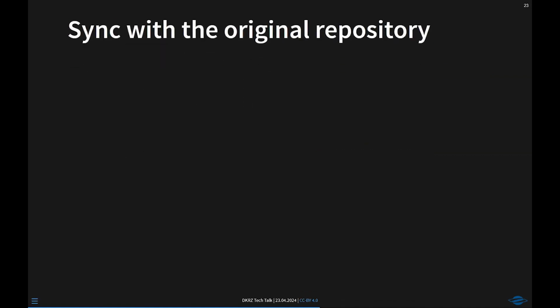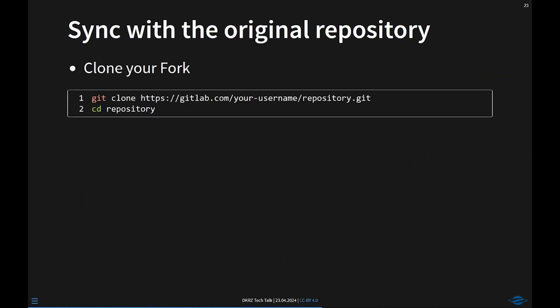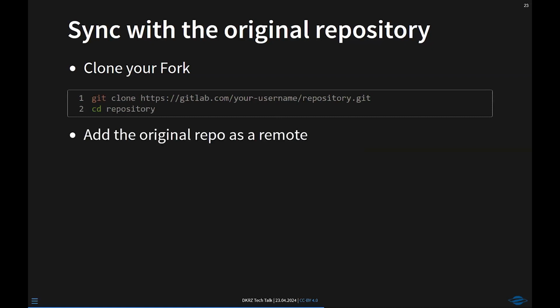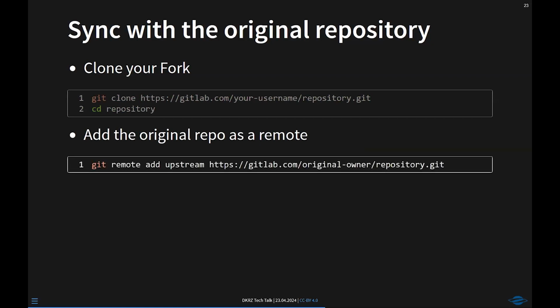Once you have created a fork and cloned it, it is essential to sync your own repository with the original repository. First, of course, you clone your own fork and work on the repository. You make new commits there, but in the meantime, the main repository also has new commits, so you want to get it synced. To do that, first you have to add the original repository as a remote.